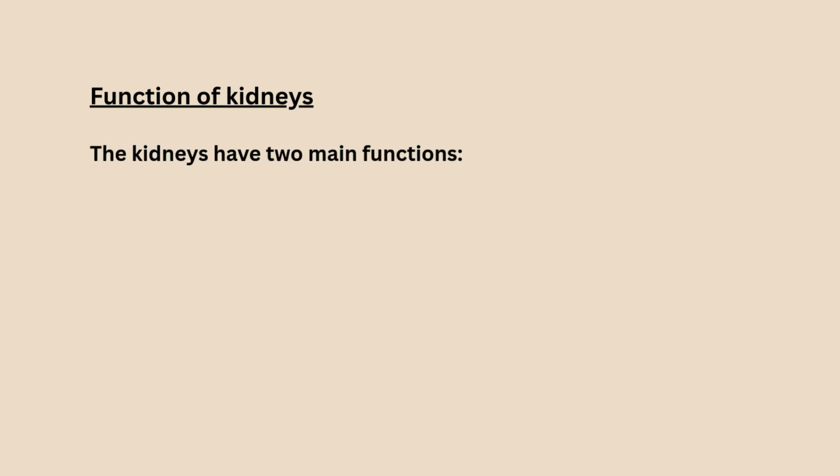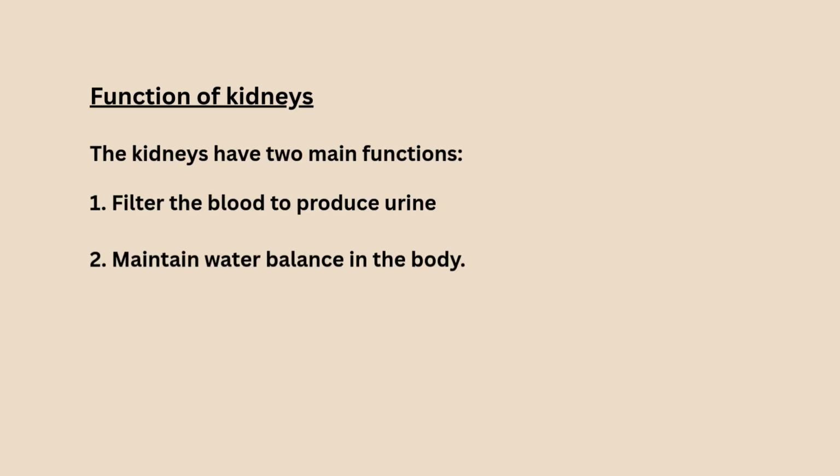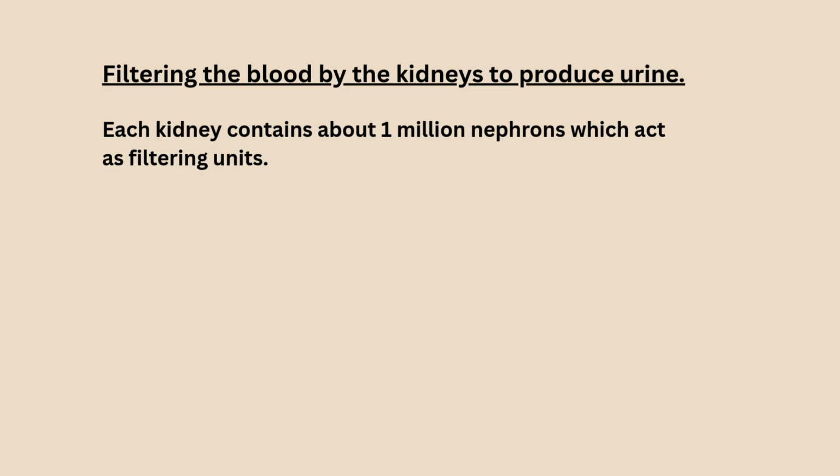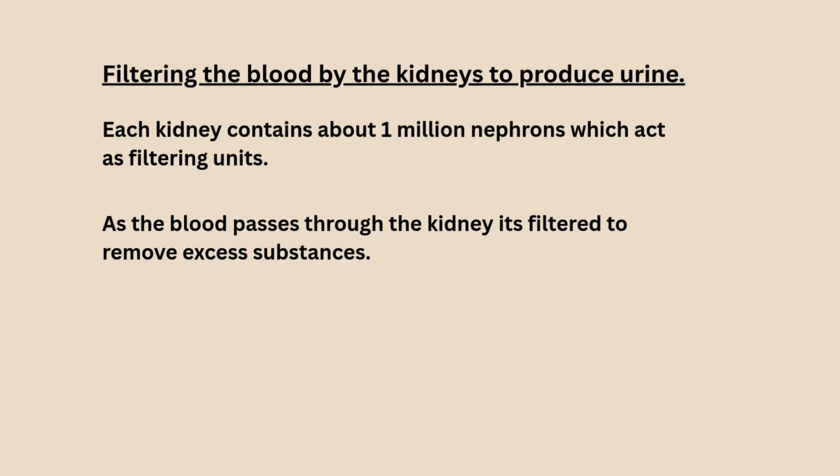Function of kidneys. The kidneys have two main functions: filter the blood to produce urine, and maintain water balance in the body. Filtering the blood by the kidneys to produce urine. Each kidney contains about 1 million nephrons, which act as filtering units. As the blood passes through the kidney, it's filtered to remove excess substances. Substances filtered out of the blood by the kidneys include glucose, amino acids, mineral ions, urea, and water. Substances not filtered out of the blood by the kidneys include blood cells and protein.